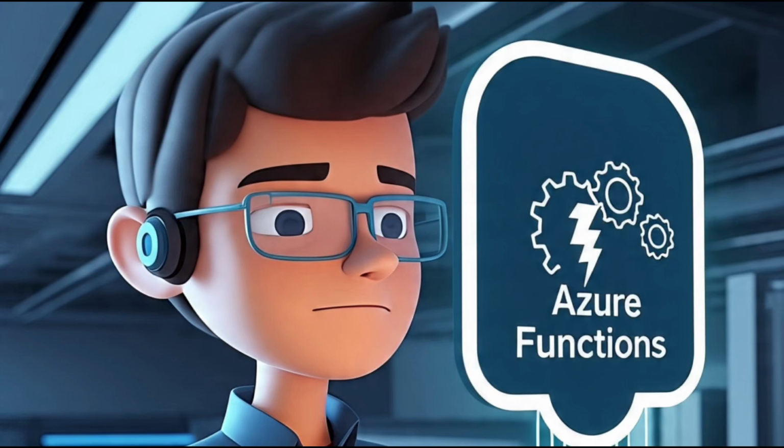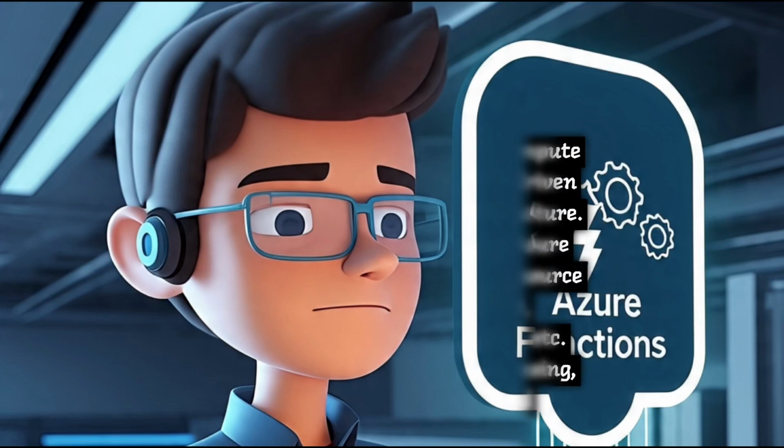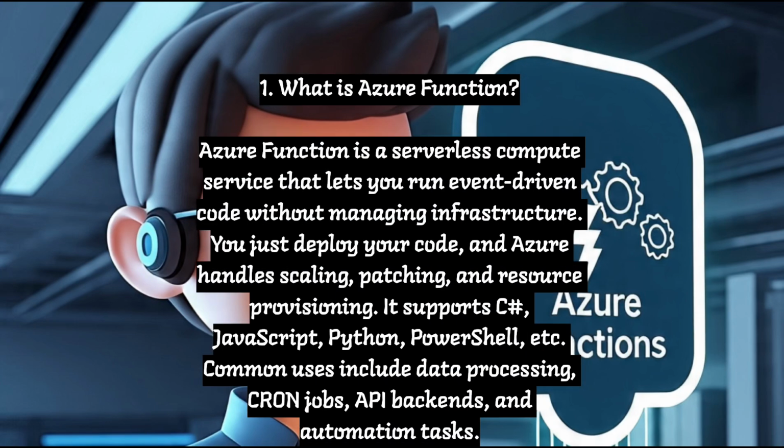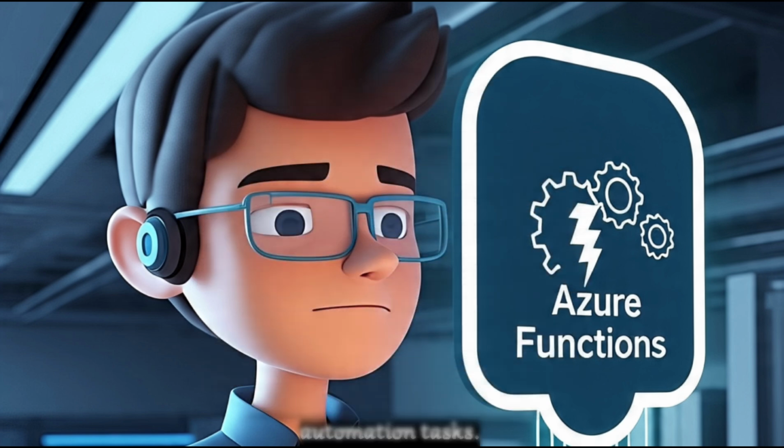1. What is Azure Function? Azure Function is a serverless compute service that lets you run event-driven code without managing infrastructure. You just deploy your code, and Azure handles scaling, patching, and resource provisioning. It supports C#, JavaScript, Python, PowerShell, etc. Common uses include data processing, cron jobs, API backends, and automation tasks.